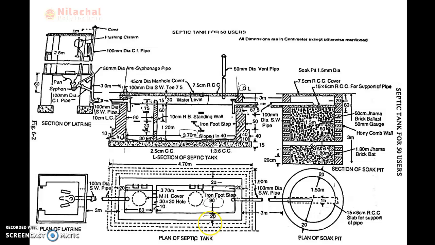From this point also 10 centimeter, from this point also 10 centimeter. So 90 plus 10 plus 10 for both sides of bearing of RCC slab, it is equal to 110 centimeter or 1.10 meter. Then here the RCC slab thickness is clearly indicated, 7.5 centimeter RCC slab.